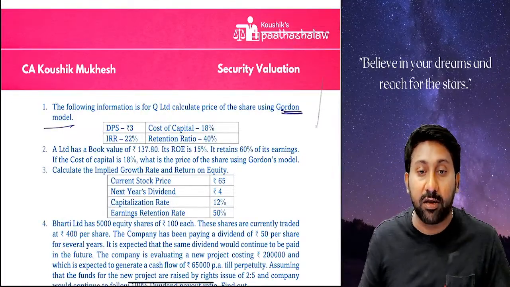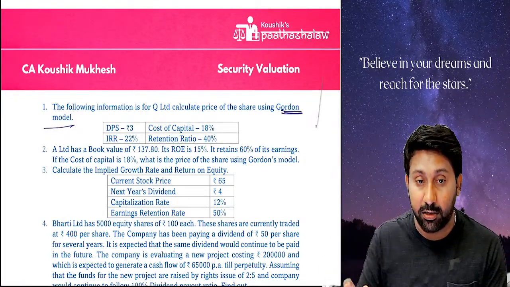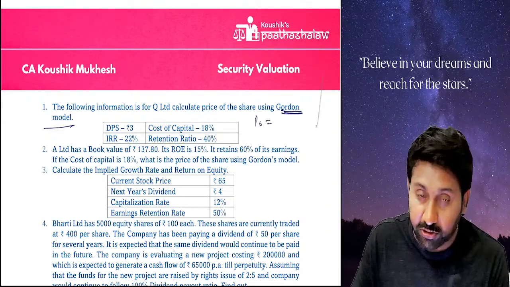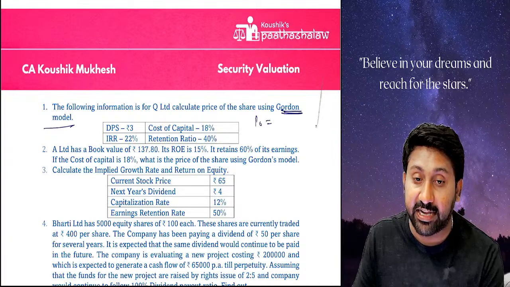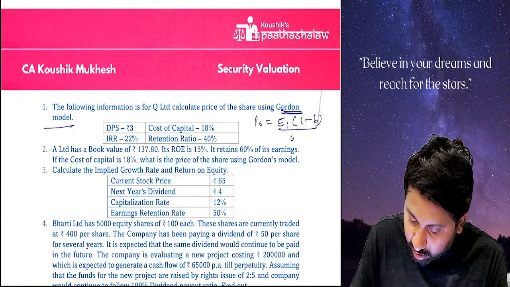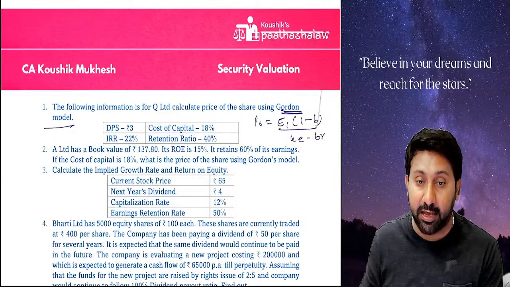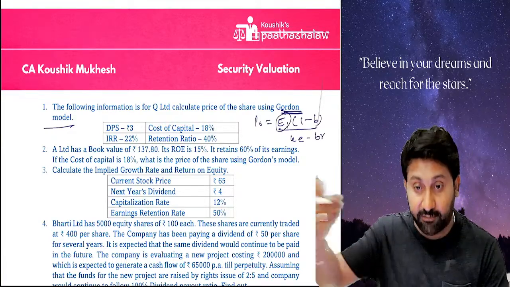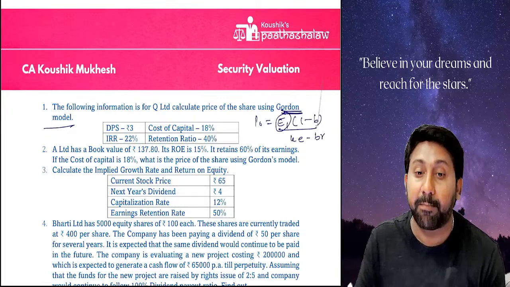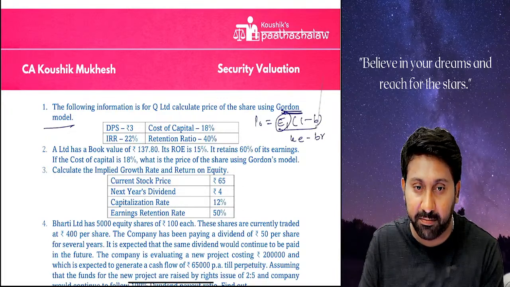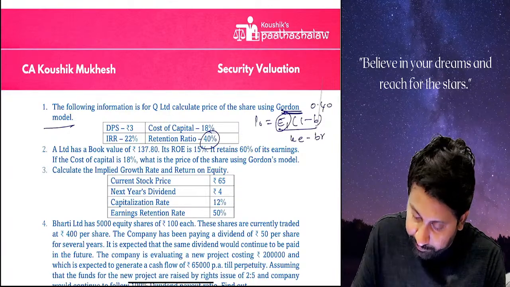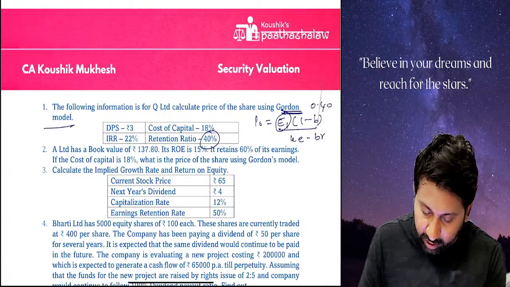Gordon model means what? It will be based on D1 by KE minus G, or P naught can also be written as, instead of writing D1, I will write it as E1 into 1 minus B, whole divided by KE minus BR. E1 is the earnings of the next year, EPS. Next, 1 minus B. B means retention proportion. What is the B? 0.4. Next, 1 minus 0.4.